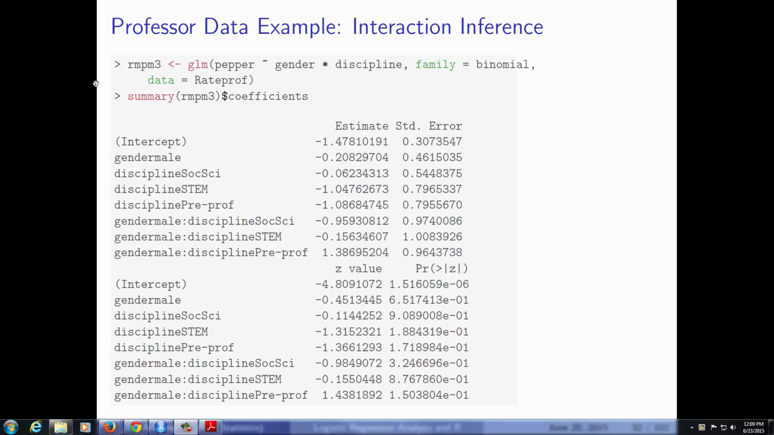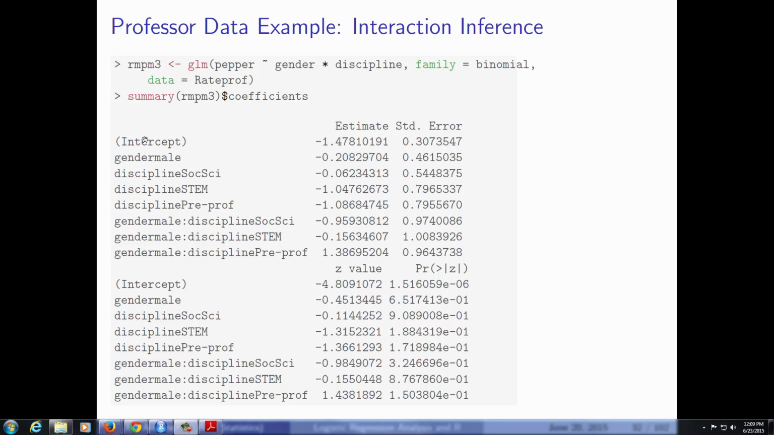So let's talk about the example here on overhead 32 of the current version of the notes. This is the Rate My Professor data, where the response variable again is getting a pepper rating, meaning the student thinks that the faculty member is attractive. We're going to explain that yes/no event variable in terms of the gender of the faculty member and the field that they study. And with the star notation here, it means that gender and field of study interact.